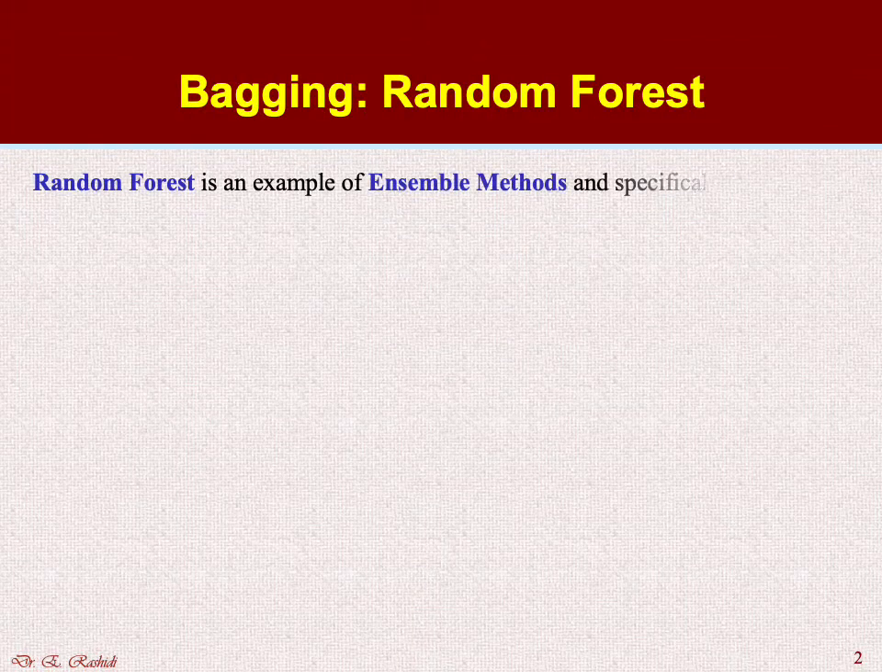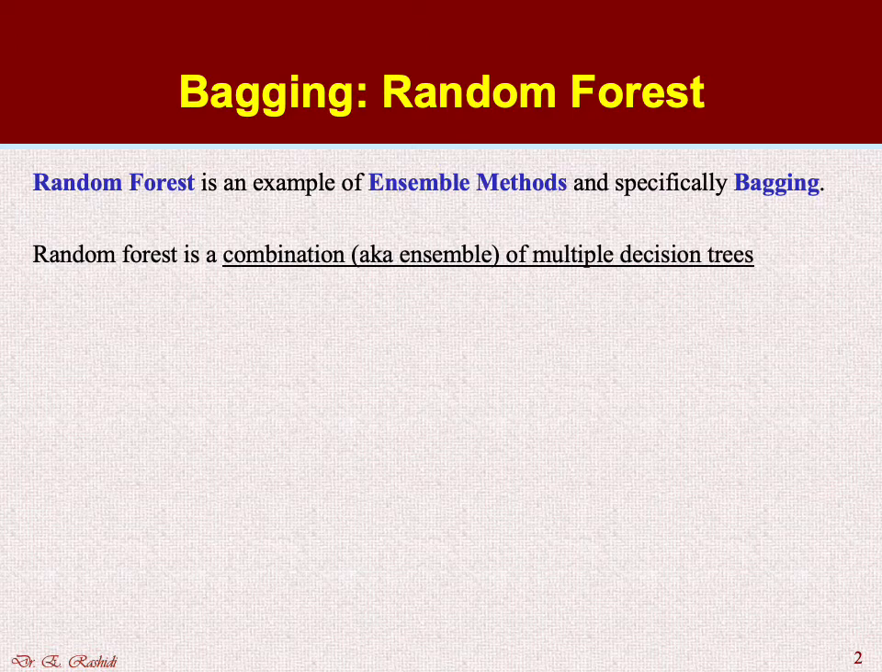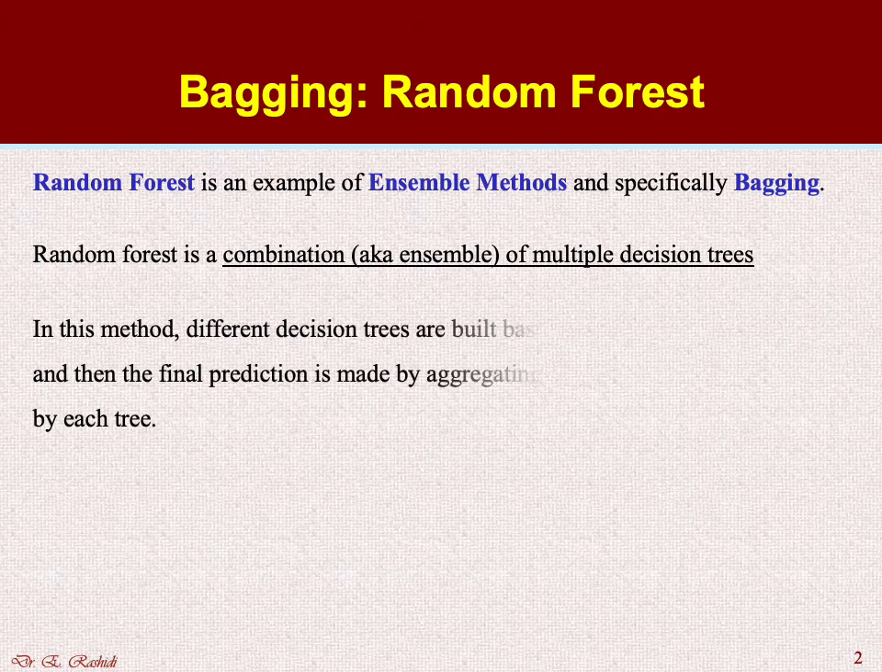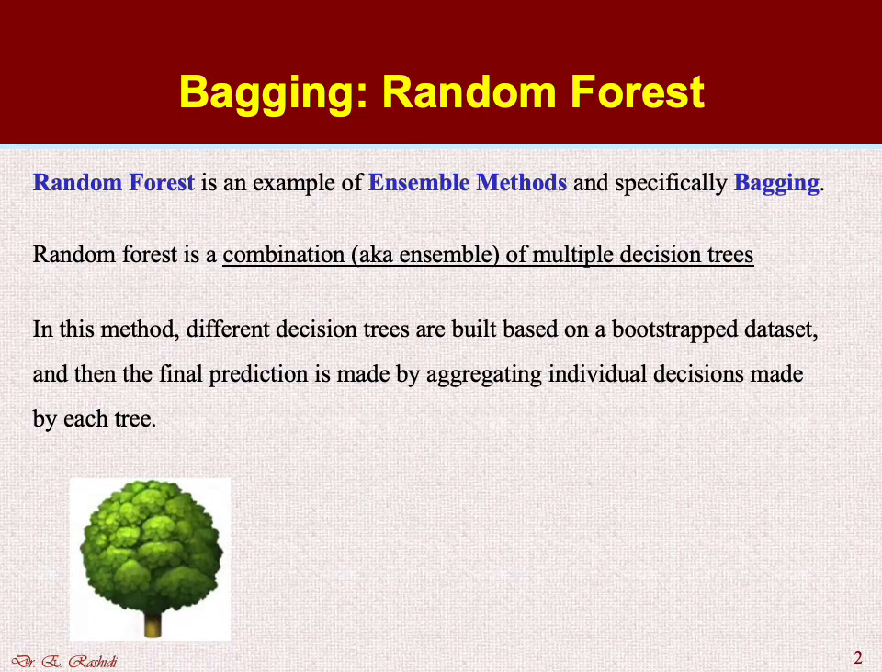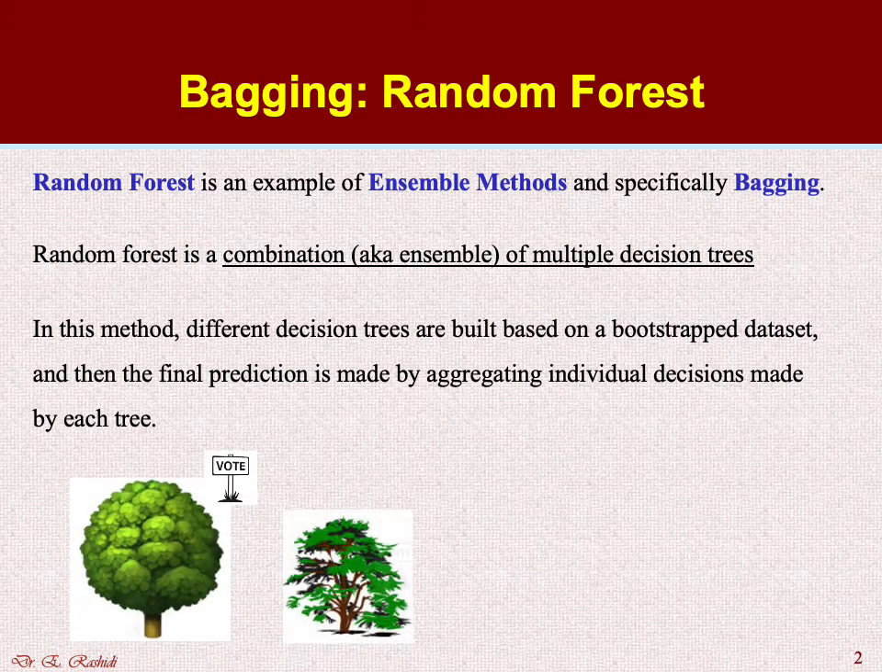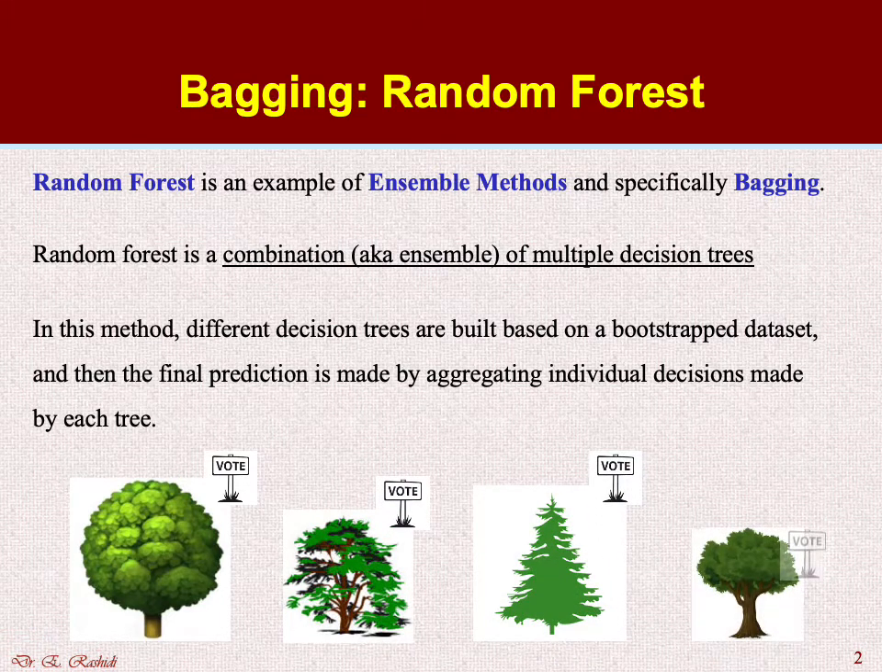So we learned about random forest as an example of ensemble methods and specifically bagging. Random forest is a combination, aka ensemble, of multiple decision trees. In this method, different decision trees are built based on a bootstrap dataset, and then the final prediction is made by aggregating individual decisions made by each tree.